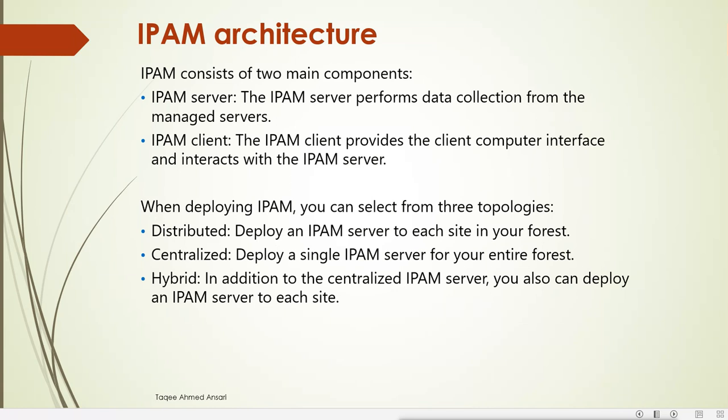Now when deploying IPAM, you can select from 3 topologies. First, distributed. That means we will deploy an IPAM server to each site in your forest. We have a forest, and in a forest we have multiple domains, and those domains are divided into multiple different sites. Sites define the physical view. In one city we have one site, in another city another site, in another country another site. These sites define the physical boundary.